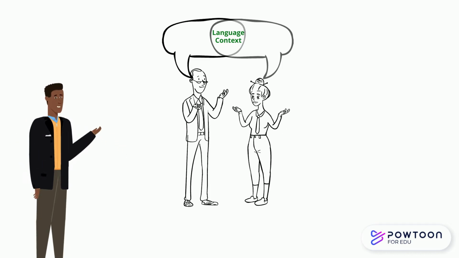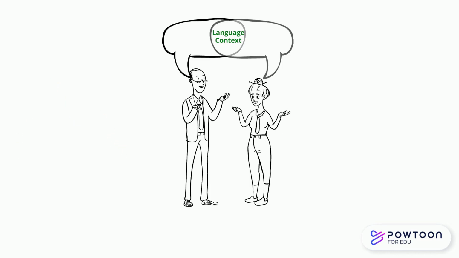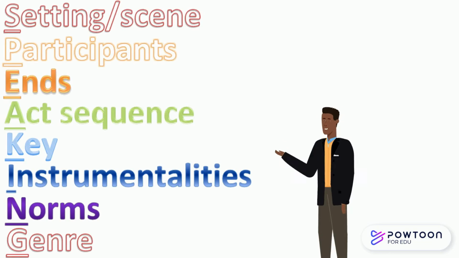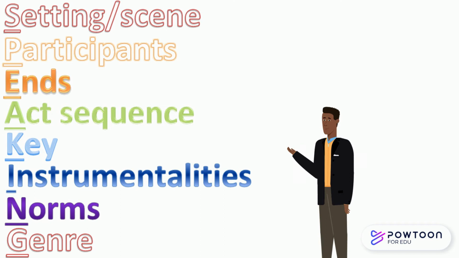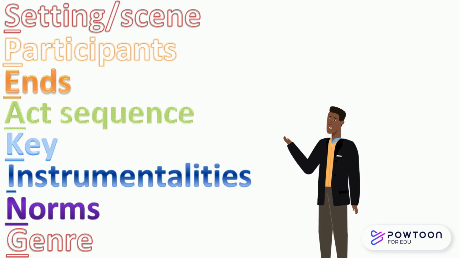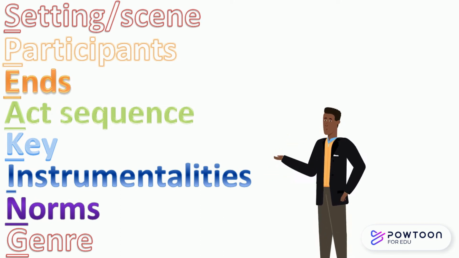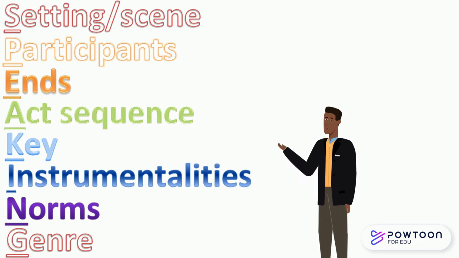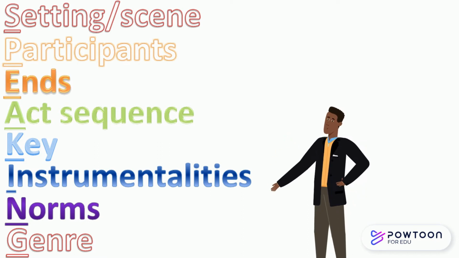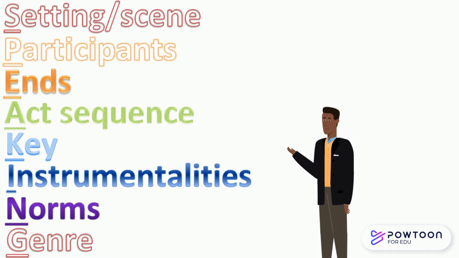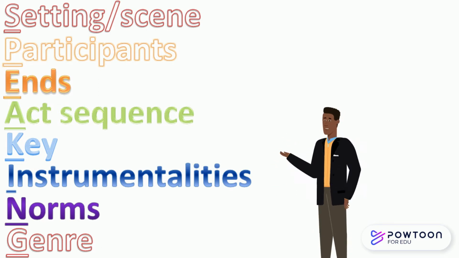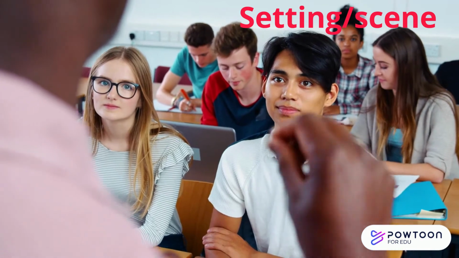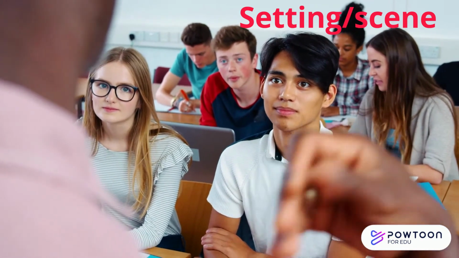Hymes encoded this idea in his famous SPEAKING schema, where each letter of the word SPEAKING represents one of the components of communication. The first of these is the setting or the scene. The setting and the scene of interaction refer to the time and place of the communicative event, as well as the rules which dictate interaction inside this space.